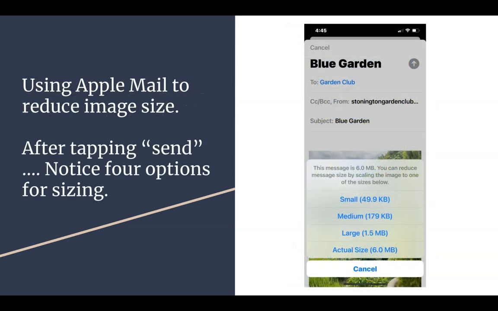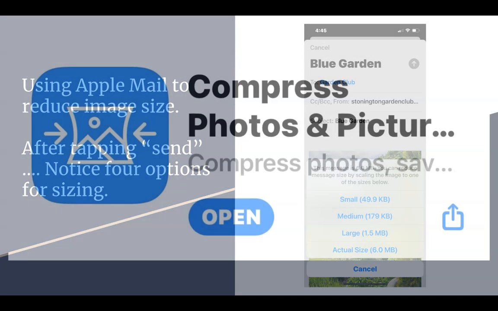After you tap the Send arrow, you'll see 4 options on the bottom of the screen. You can choose small, medium, large, or actual size. These images are now compressed. Choosing the small version of this image will reduce the size to only 49 kilobytes. You would choose the large option in this case of needing to keep your image between 1 and 5 megabytes.